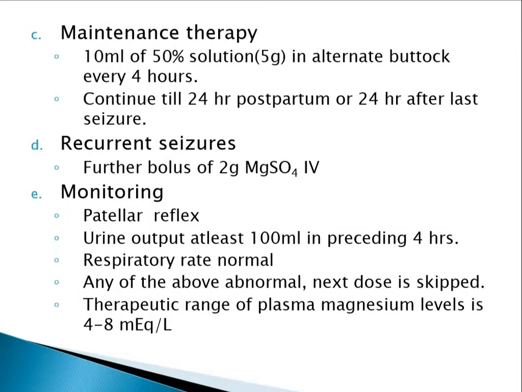Then the maintenance dose you give again intramuscularly in the Pritchard regime, 10 ml, that is 5 grams of 50% solution in alternate buttocks every 4 hours. That means you are giving 5 grams every 4 hours to the patient. We give in alternate buttocks so as to reduce the pain. If you give in the same buttock, that buttock will become swollen and very painful for the patient. So we alternate between the buttocks. And this regime you continue till 24 hours after delivery, if the convulsions have occurred before delivery.